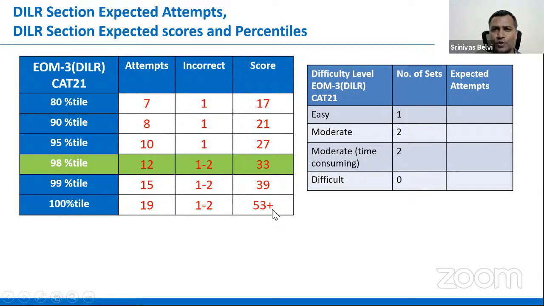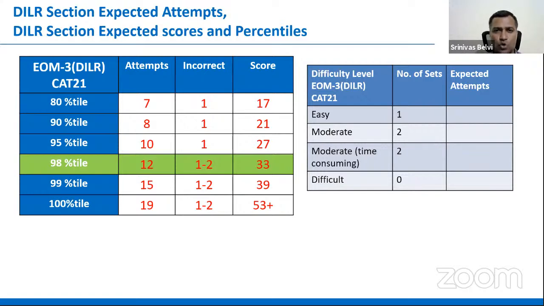Reason being, for those who are well versed with the logic, the sets here were quite manageable. There was not a single difficult set, right? Either they were moderate and time consuming or they were of moderate difficulty level. Well prepared people might have definitely handled it better to get into 99 and 100 percentile. Okay, that's how this whole thing of DILR looks.